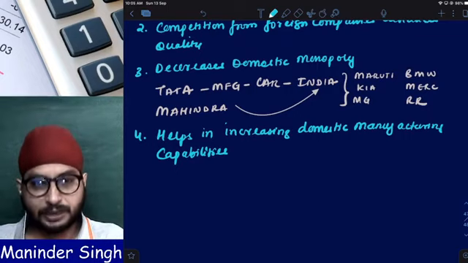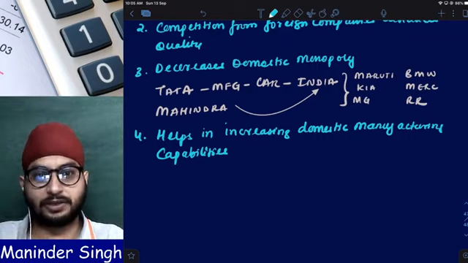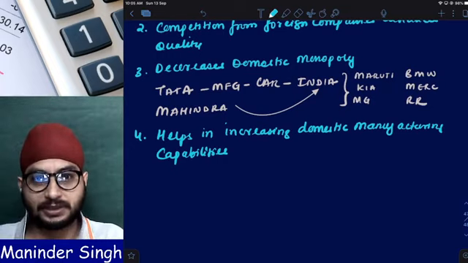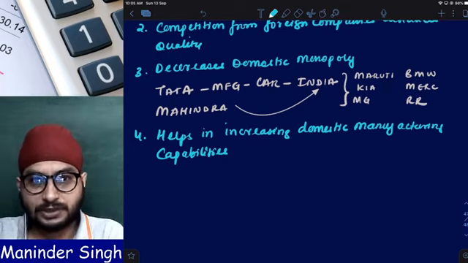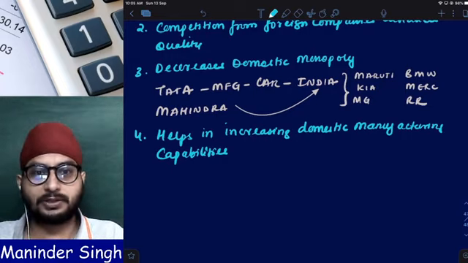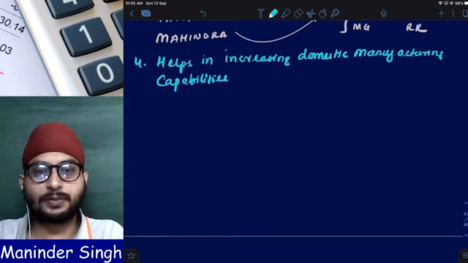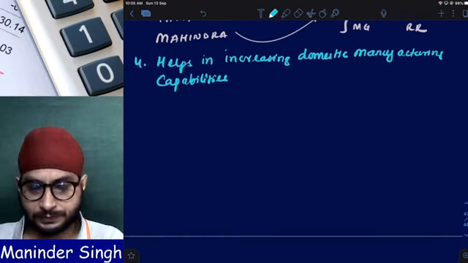Indian companies, by seeing the US companies using technology in India, will also learn new things. They will also try to implement new technology. Then domestic manufacturers will also try to use the technology other people are using in other countries. Clear? It helps increase the domestic manufacturing capabilities in that way.